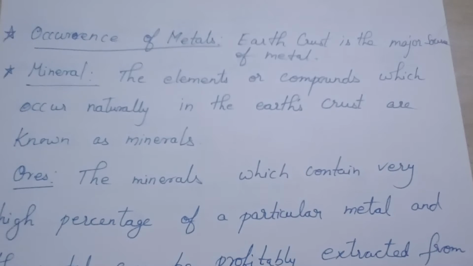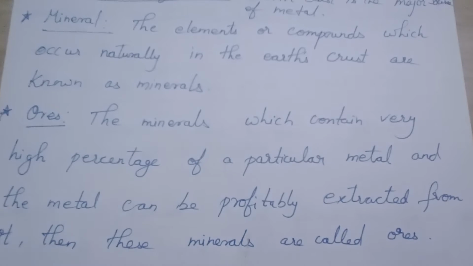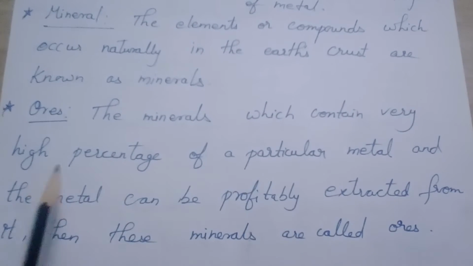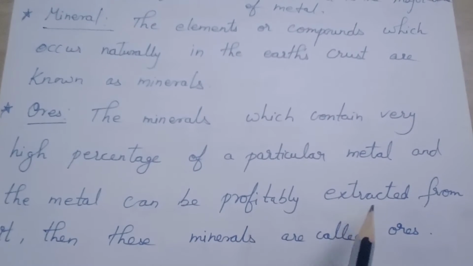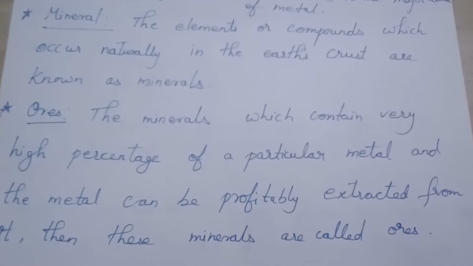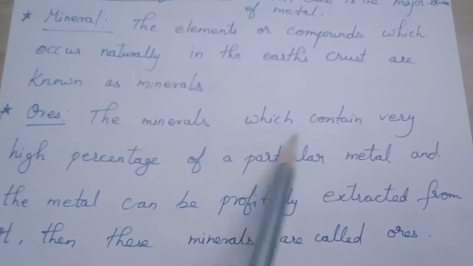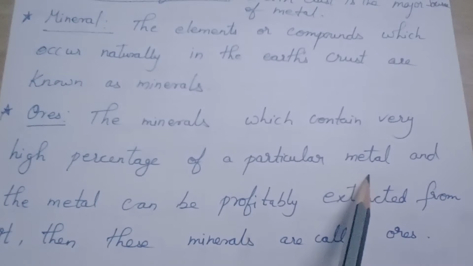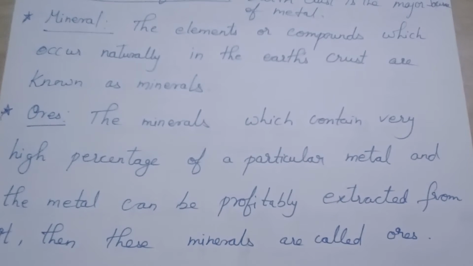If some minerals contain a very high percentage of a particular metal, and that metal can be profitably extracted from it, that mineral is called an ore. The mineral which contains a very high percentage of a particular metal, and from which the metal can be profitably extracted, is called an ore. We can separate that metal from that compound, then that mineral is called an ore.